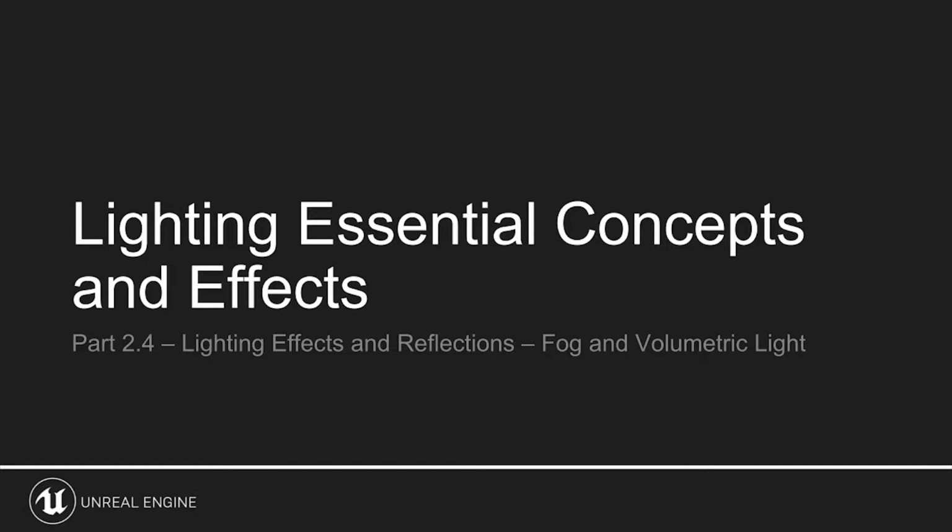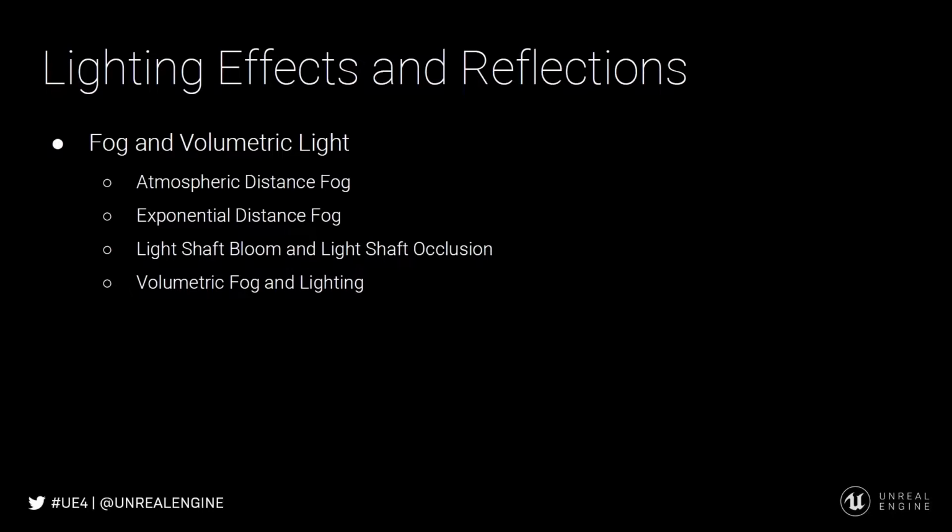In this chapter on fog and volumetric light, we're going to take a look at the different ways you can set up fog and related effects in the Unreal Engine. We're going to start off with atmospheric distance fog, then exponential distance fog, light shaft bloom and light shaft occlusion, and we're going to end with proper volumetric fog and lighting.